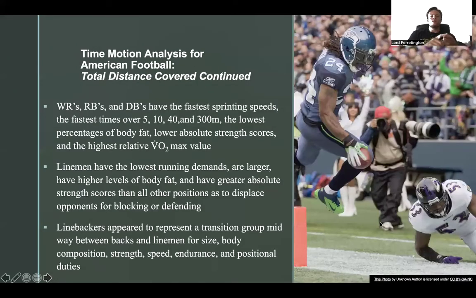As stated earlier, wide receivers, running backs, DBs, they have the faster sprinting speeds, the lower percents of body fat, strength scores, and so forth. Linemen are the complete opposite. And as stated earlier, linebackers are a transition group where they have some of the characteristics of an O-line or a D-line and some characteristics of the wide receivers. But positional demands determine how fast their sprinting speeds are, what their strength scores are, and body fat, VO2 max, you name it.